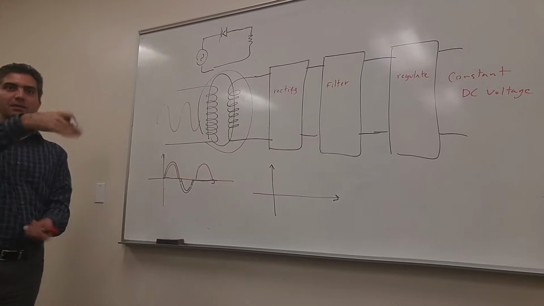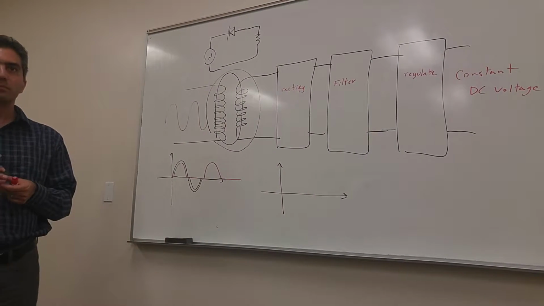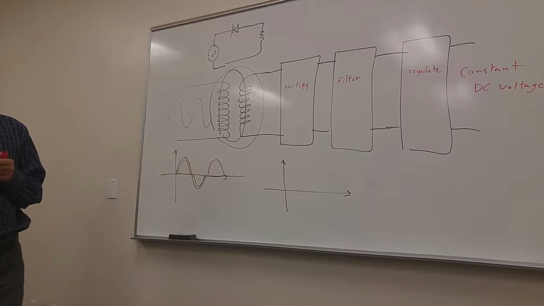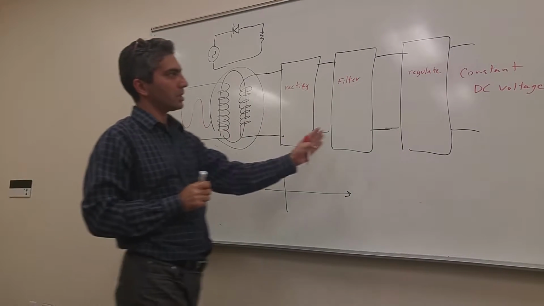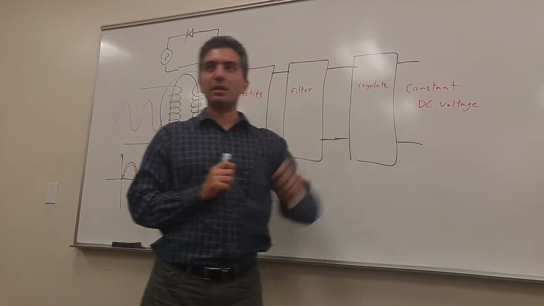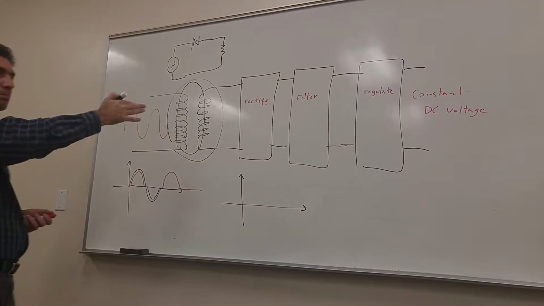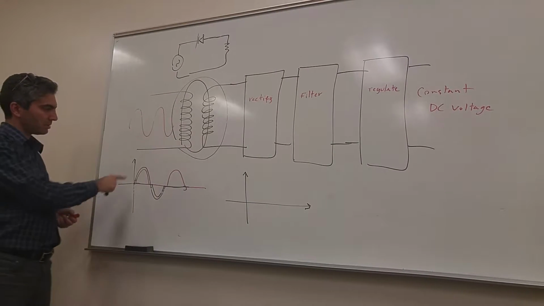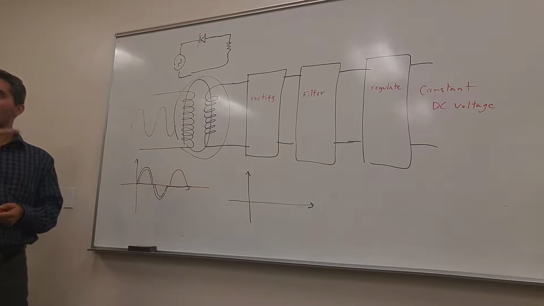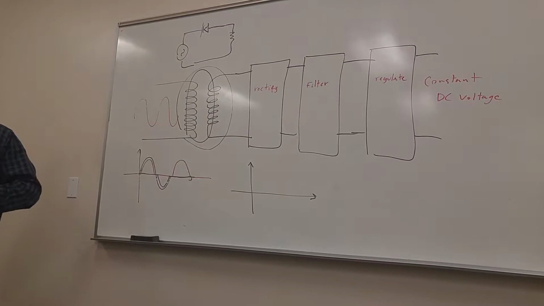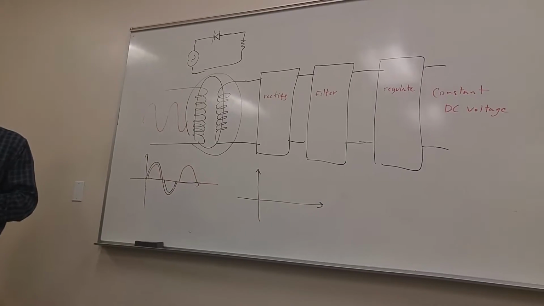This way you have a rectified voltage, right? It's not going positive, negative anymore, which is one step closer to that constant DC voltage that you're looking for. Now, if you're looking for a constant positive DC voltage, this is good. If you're looking for constant negative voltage, the other one is good. Questions?